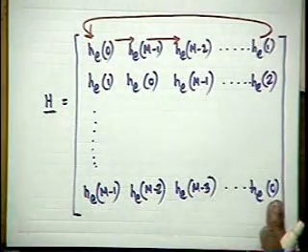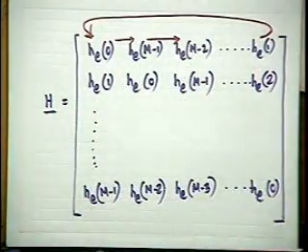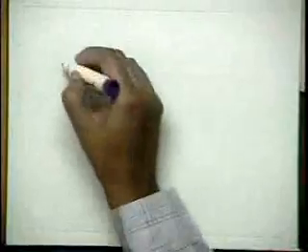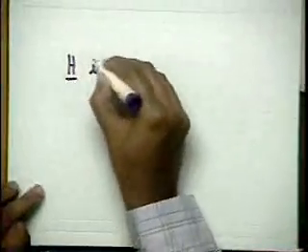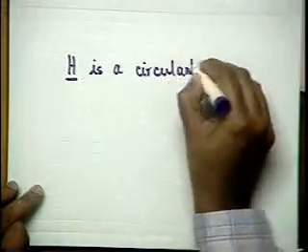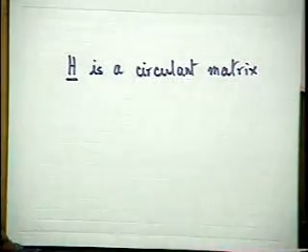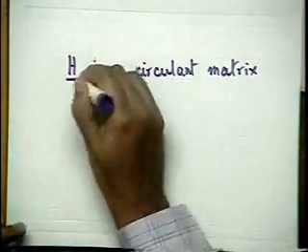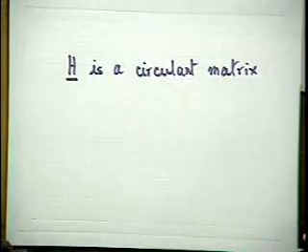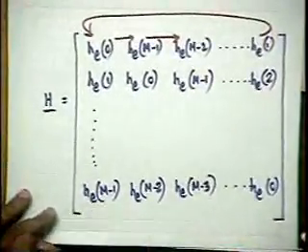Okay? So, do you know what this matrix is called? This is called a circulant matrix. Very good. So, capital H is a circulant matrix. Alright? So, this is the composition of the circulant matrix for one-dimensional signals.